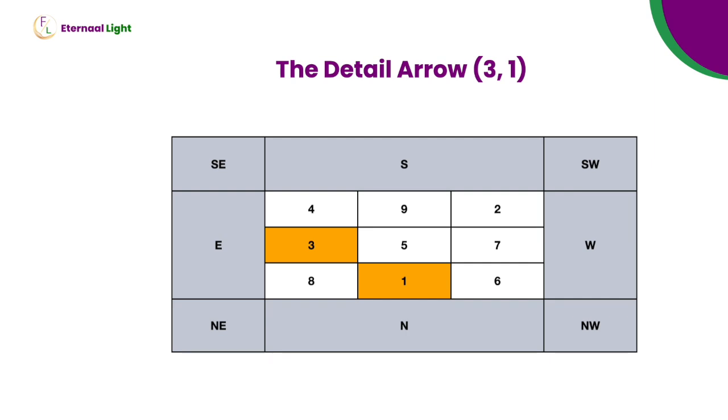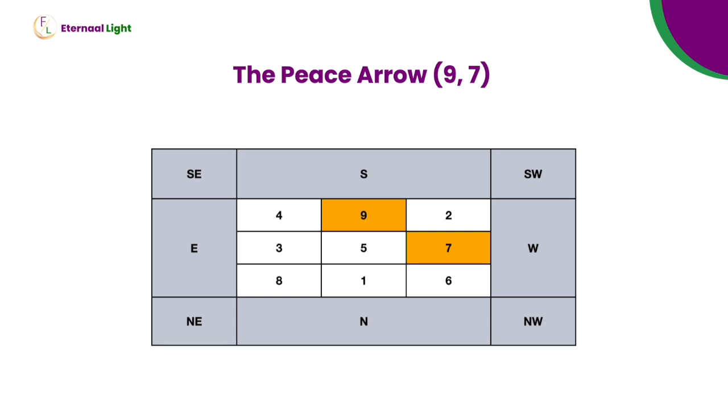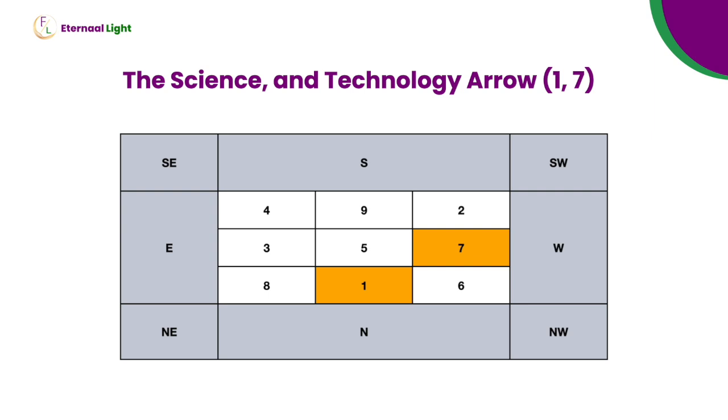The detail arrow means you are a very detail oriented person. Next we have the litigation arrow. You should be very careful if other numbers are missing and 3 and 9 are present in your grid. Peace arrow, you are a peaceful person, which signifies the peace arrow. Science and technology arrow, 1 and 7 will help you go through scientific research, computation or technological jobs or technical learning. This is going to help you, 1 and 7.